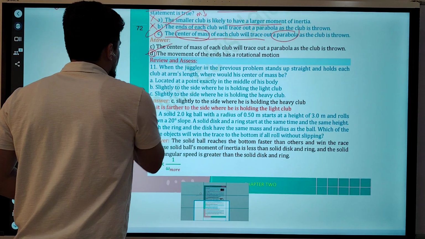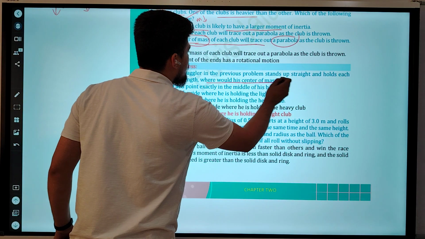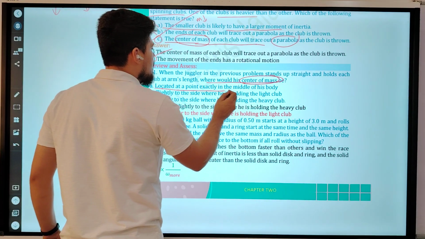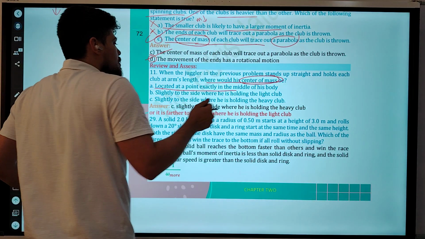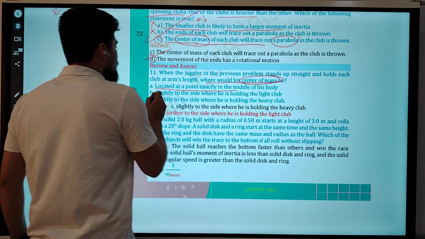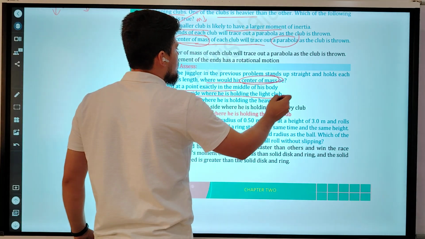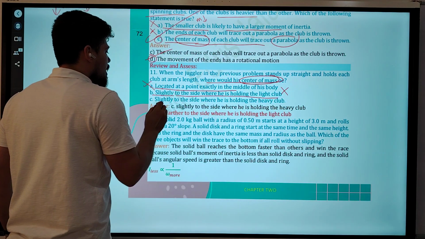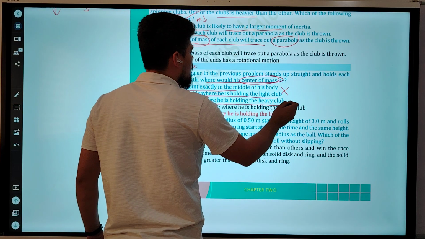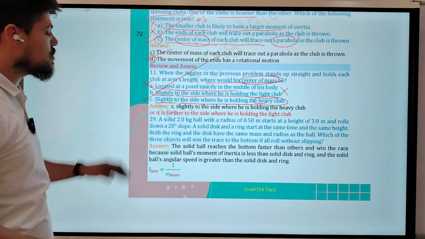Let's read which one is correct. Where would his center of mass be located? We have to find the center of mass. A, at a point exactly in the middle? No. Why? Because he holds the two clubs at arm's length. B, slightly closer to the side where he's holding the light club? No. C, slightly closer to the side where he's holding the heavy club? Yes, of course. Be careful. C is correct. Very good question.